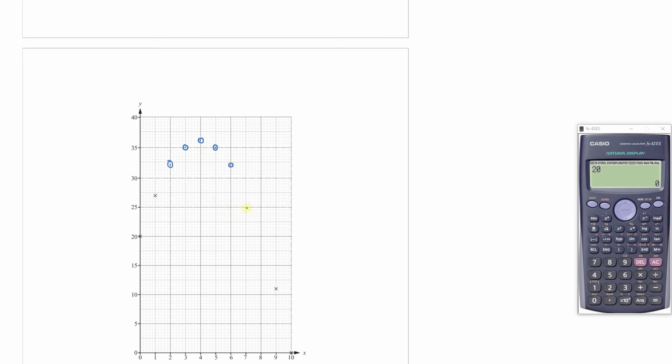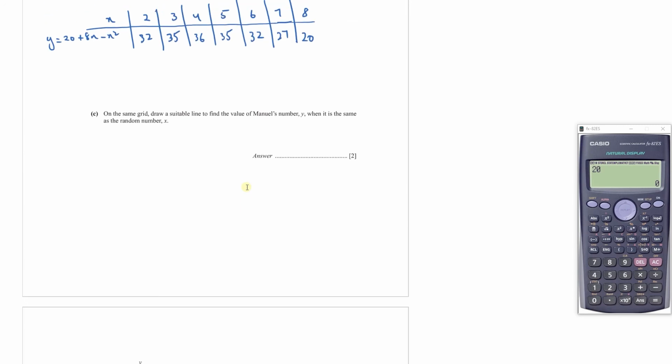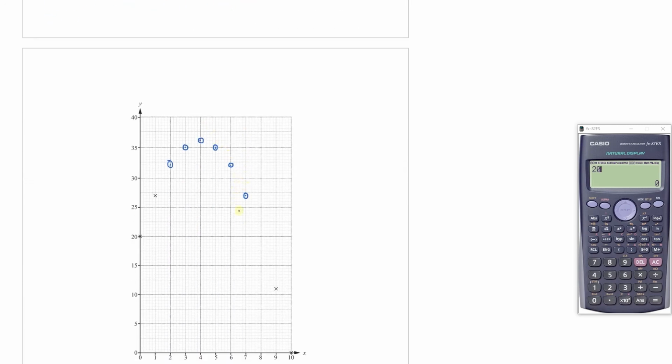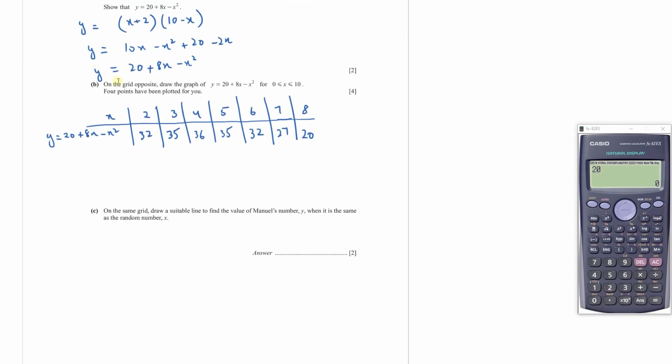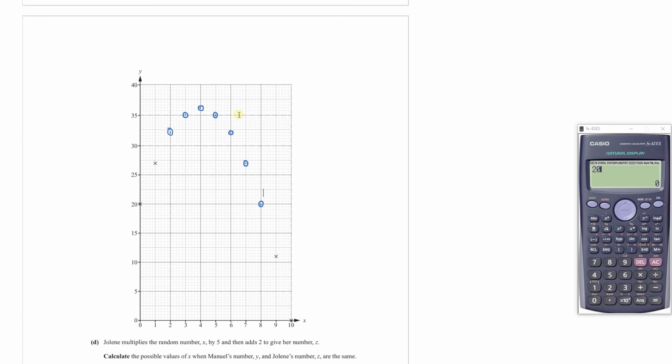7 is 27. So 30, 29, 28, 27 is this one. 7 is 27 and then 8 is 20. 8 is this value. So now you can draw the graph of this equation. Let's draw this. It will start at this point.